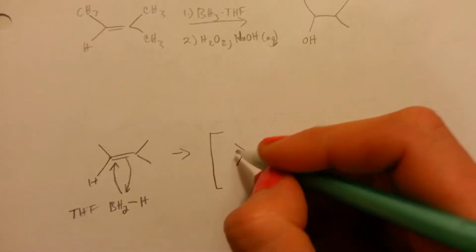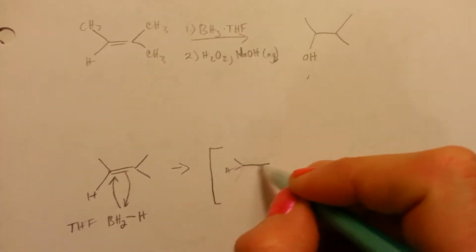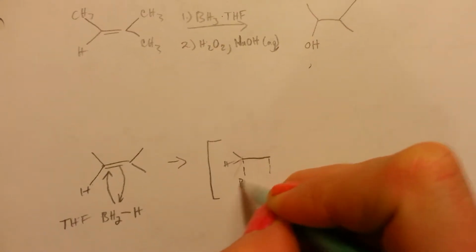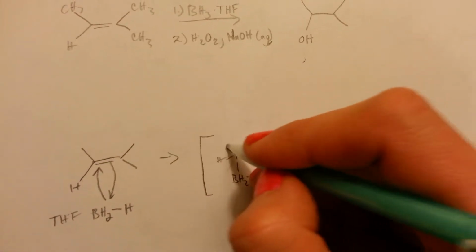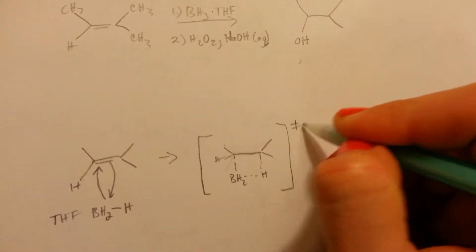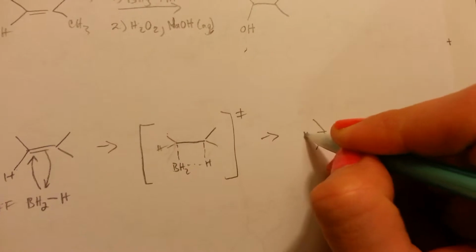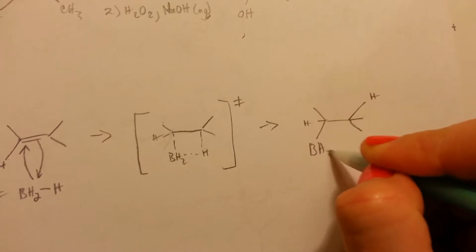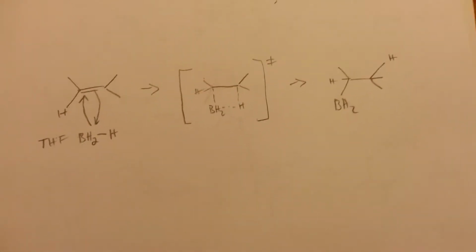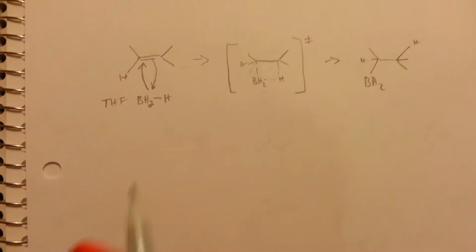And that gives you a transition state. The transition state looks like this. You have your BH2, your H here, and these are your CH3s. And that gives you your anti-Markovnikov intermediate. The next step is the oxidation, and this one is not that complicated, it's just a little bit tedious.